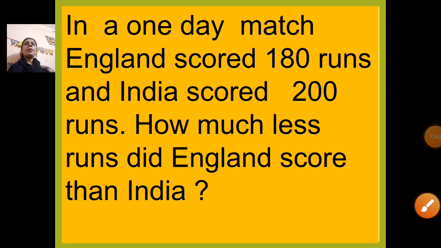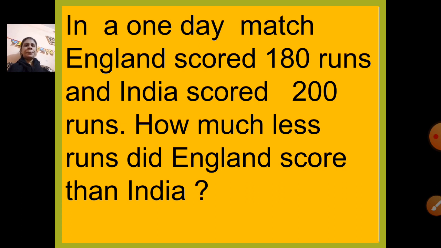Next. In a one-day match, England scored 180 runs and India scored 200 runs. How much less run did England score than India? It was a one-day match where England scored 180 runs and India scored 200 runs, meaning India scored more runs than England. So, how many fewer runs did England score than India?